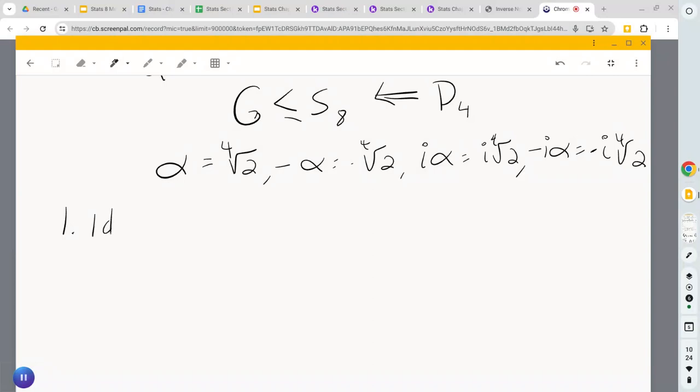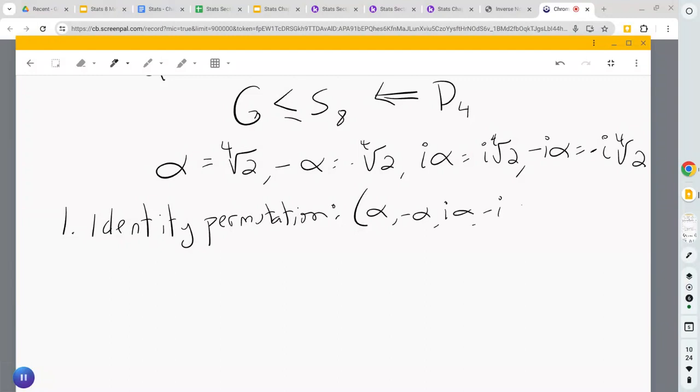First, I could do the identity, where all the elements are going to remain fixed, the identity permutation of a square. In this case, that would be alpha and negative alpha, and i times alpha, and negative i times alpha. Then we'd like to rotate this. We're going to do rotations of 90 degrees or pi over 2 clockwise here.